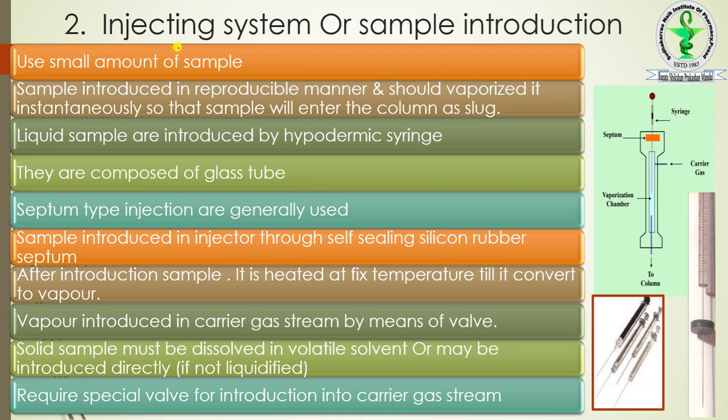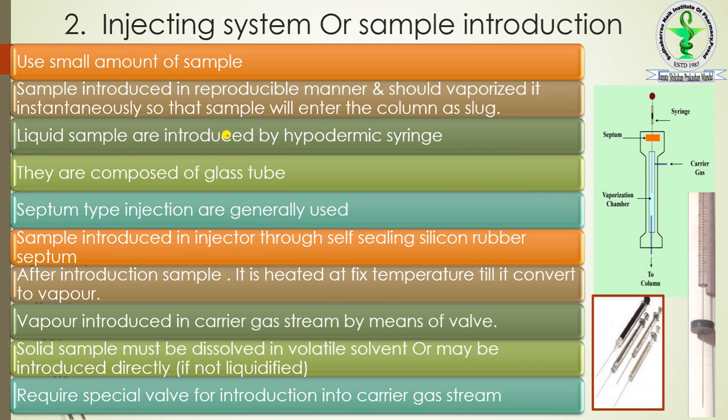So same thing over here. Use a small amount of sample. Whatever sample we require, it must be of smaller quantity. Sample reduction should be in a reproducible manner, and it should vaporize instantly. Here, inside the vaporization chamber, it will be vaporized. Sample introduction should be reproducible and should vaporize instantaneously so that the sample will enter the column as a slug.